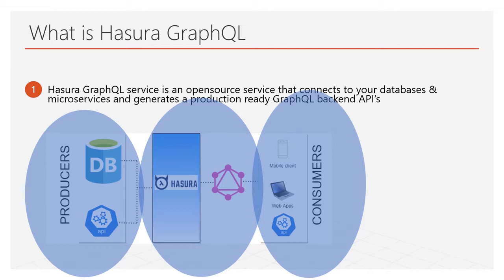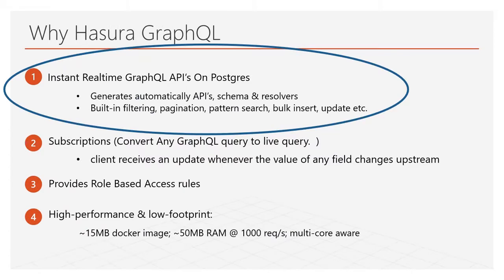Generally, to implement a GraphQL, what do we do? We have to define a schema and we have to write code for the APIs and we have to write code for resolvers. So if you are using Hasura GraphQL, then you can eliminate all these steps. Why Hasura GraphQL? Because it provides instant real-time GraphQL APIs. You don't need to write code for your APIs, resolvers, etc.